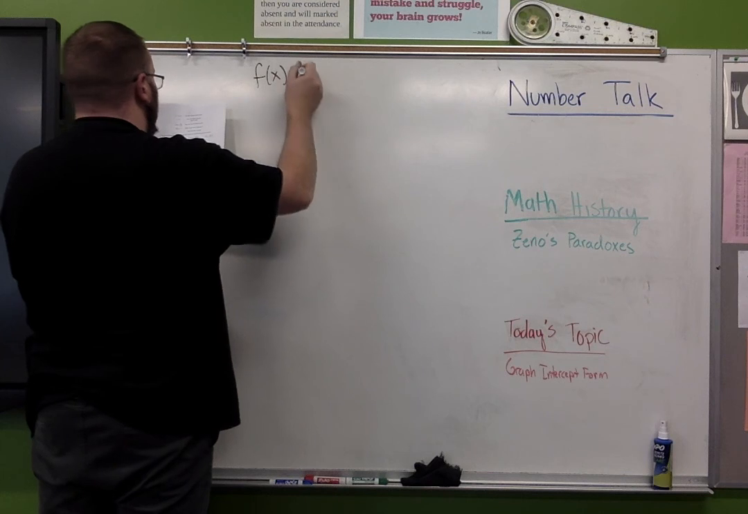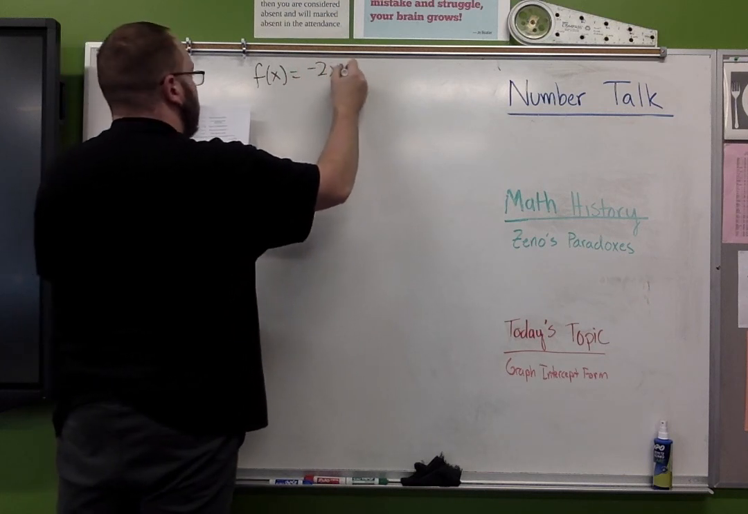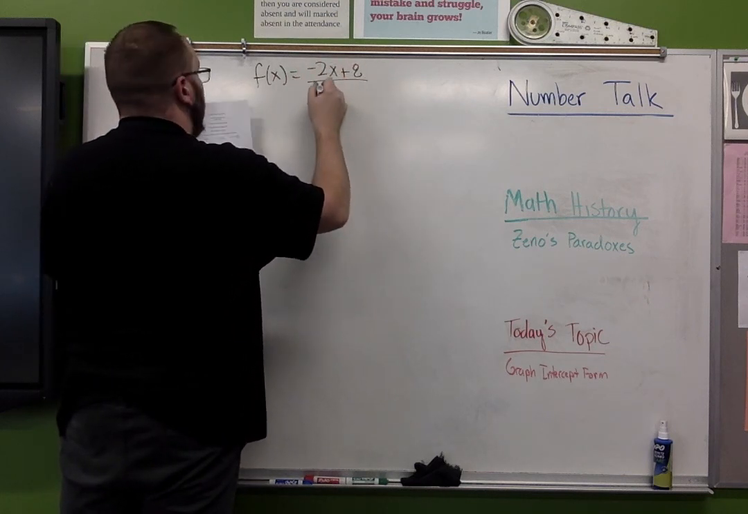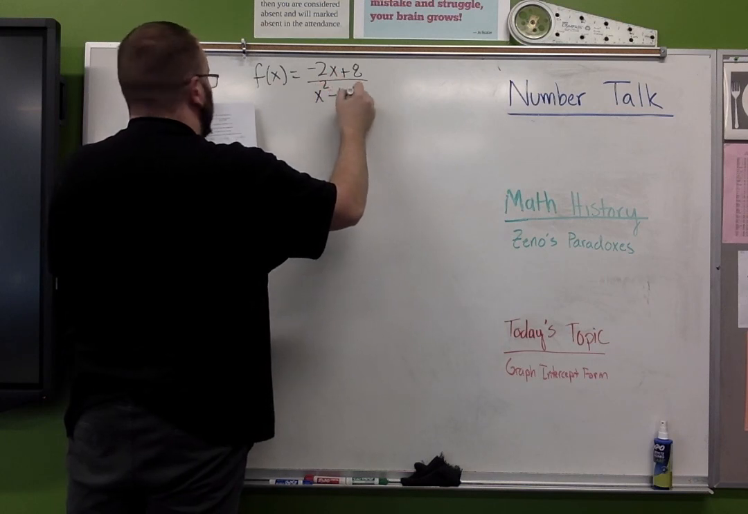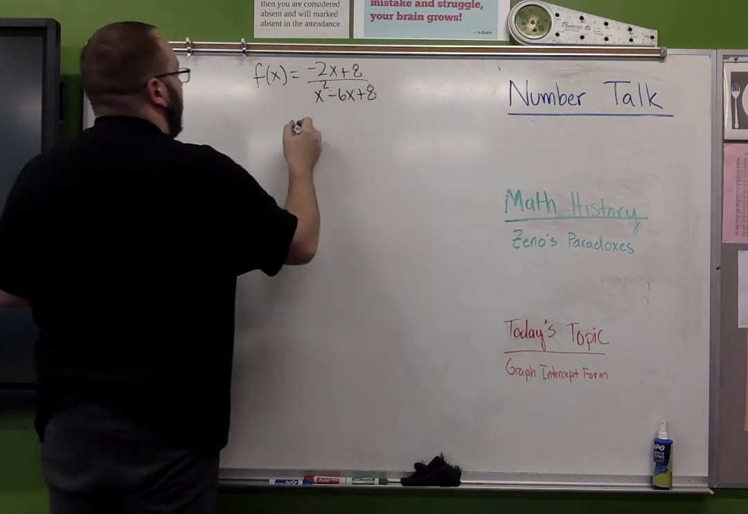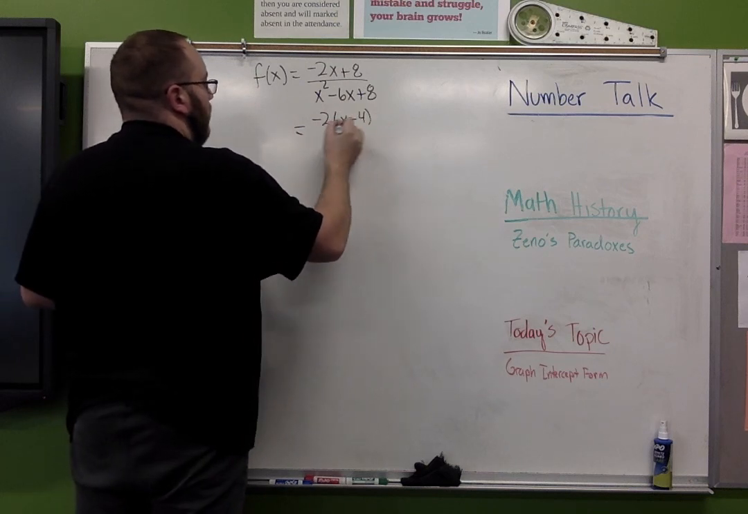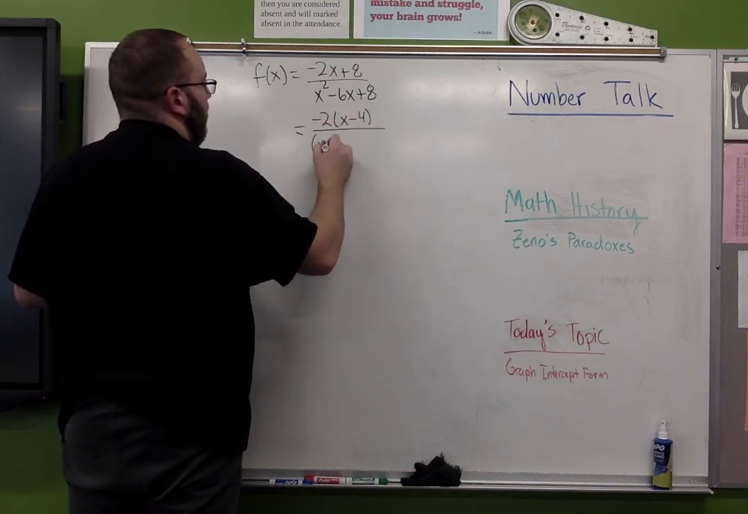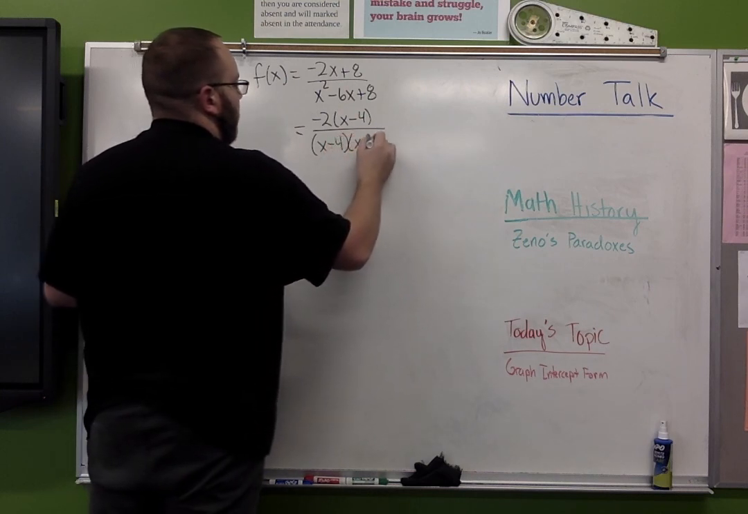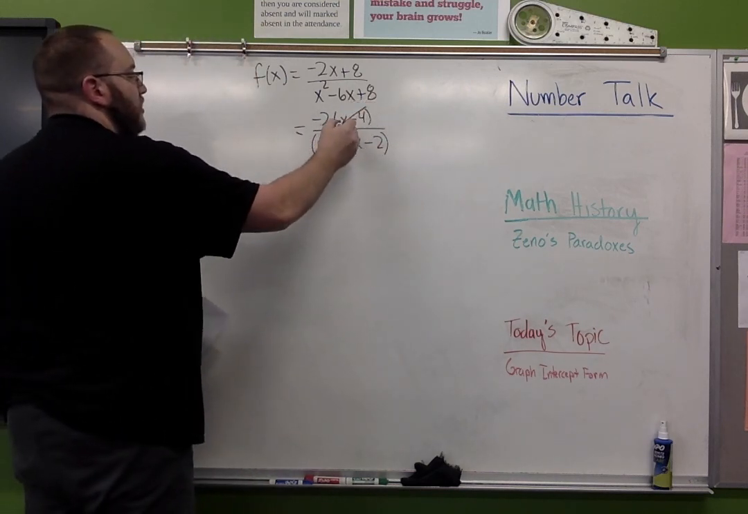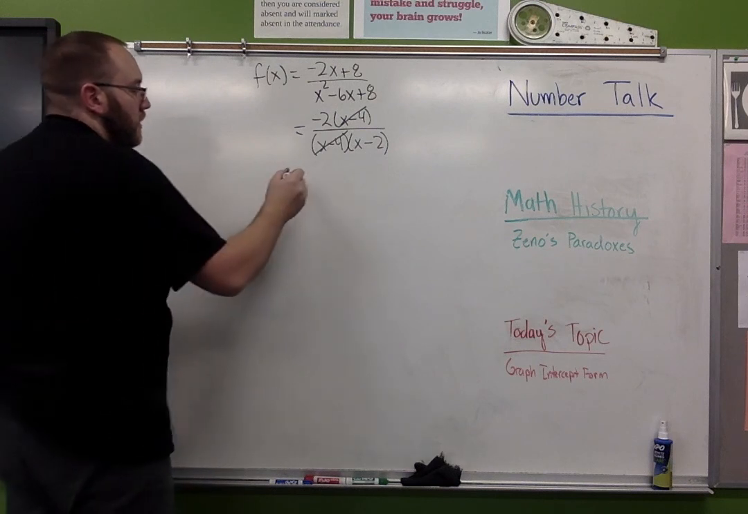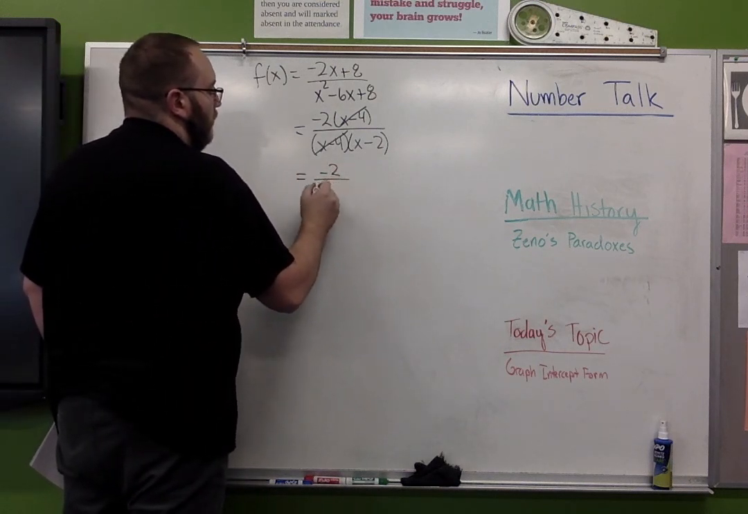So we have f of x equals -2x plus 8 over x squared minus 6x plus 8. I'm going to fully factor. So -2 times (x minus 4) over (x minus 4) times (x minus 2). The x minus 4's reduce. So I'm left with -2 over x minus 2.